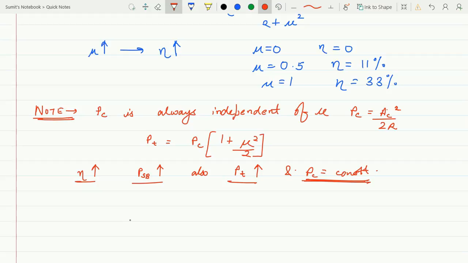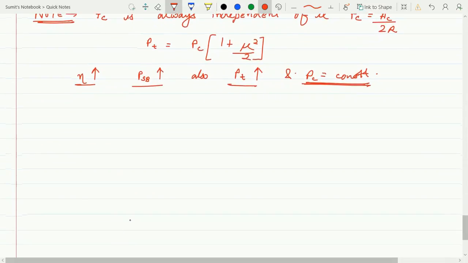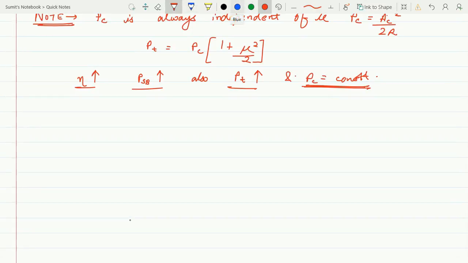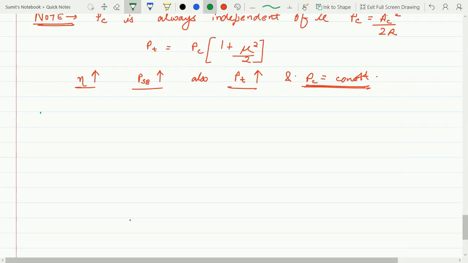So friends, this lecture I will cover till here only. I'll just give you two more formulas here, which are just a deduction from the power formula that we got. We can just note them down as well, and then I'll finish this lecture here.